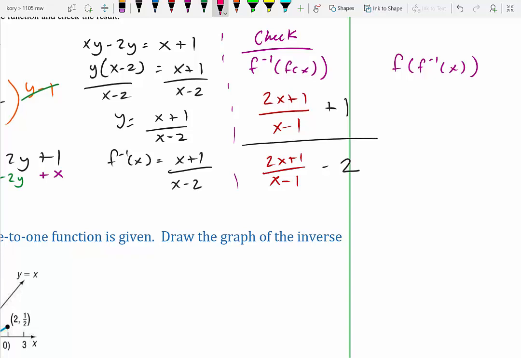Isn't it kind of neat how everything is starting to scaffold? We started evaluating and then adding functions together and stuff like that. Then we composite them. Now we're doing this.